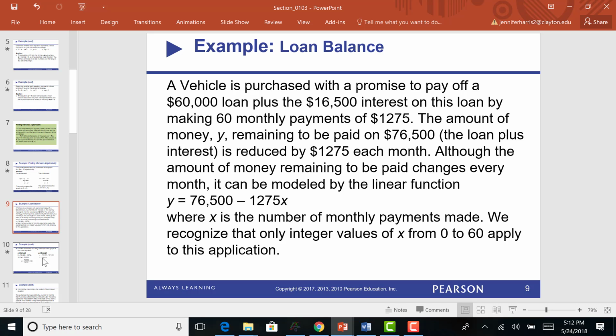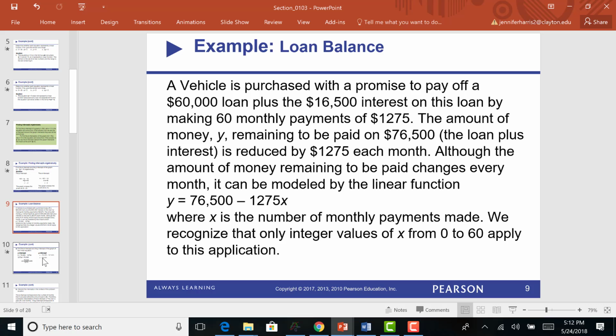This is perfectly legal. So you can switch them. So now the question is, where X is the number of monthly payments made. We want to find out, using this graphing tool, how much money we still owe after we make a certain number of payments.